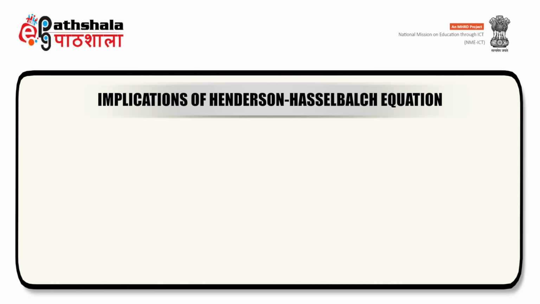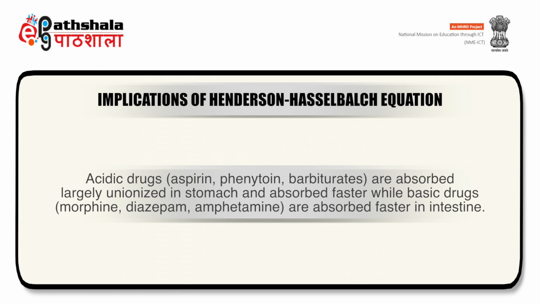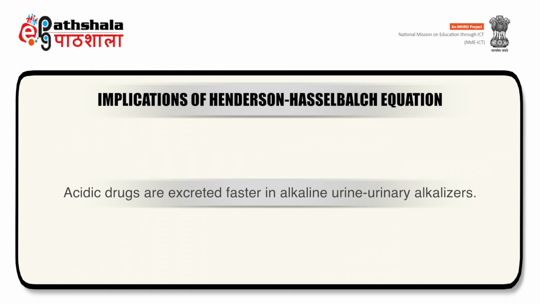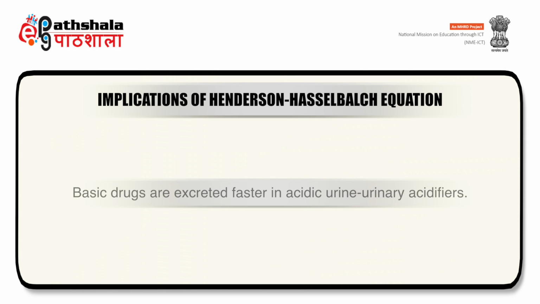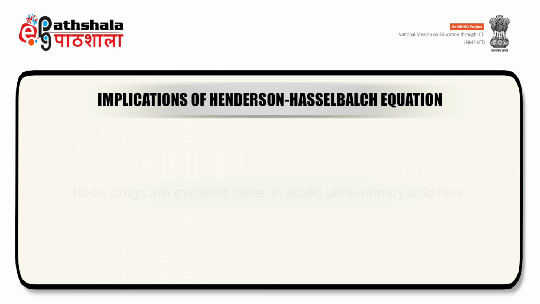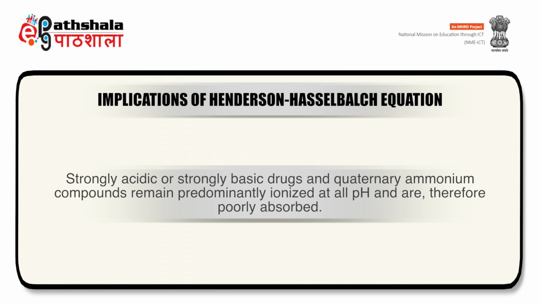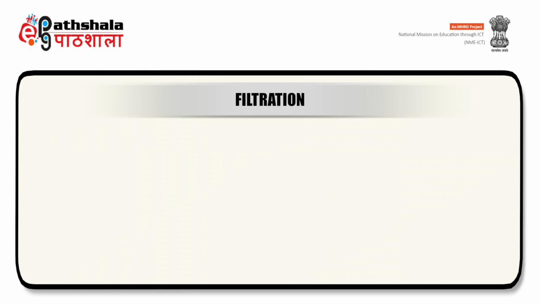Now, the implications of the Henderson-Hasselbalch equation. Acidic drugs like aspirin, phenytoin, and barbiturates are absorbed largely unionized in the stomach and absorbed faster, while basic drugs like morphine, diazepam, and amphetamine are absorbed faster in the intestine. Acidic drugs are excreted faster in alkaline urine and are called urine alkalizers, while basic drugs are excreted faster in acidic urine and are called urine acidifiers. Strongly acidic and strongly basic drugs, such as quaternary ammonium compounds, remain predominantly ionized at all pH and are therefore poorly absorbed.